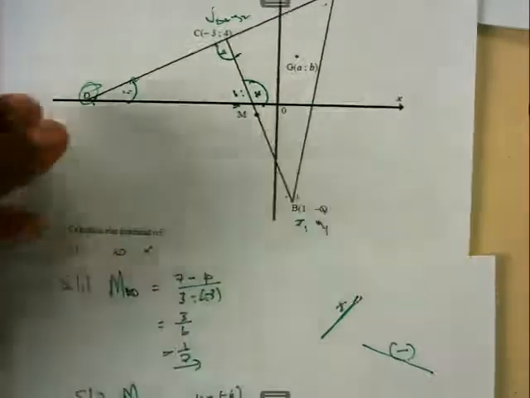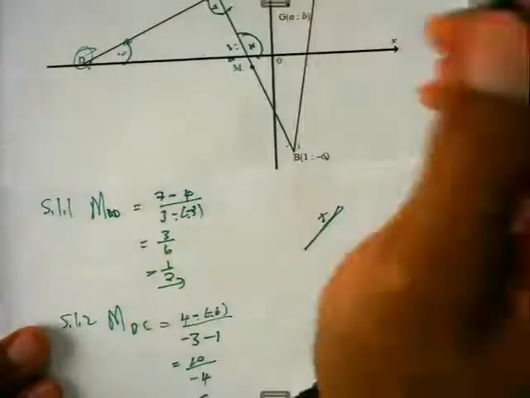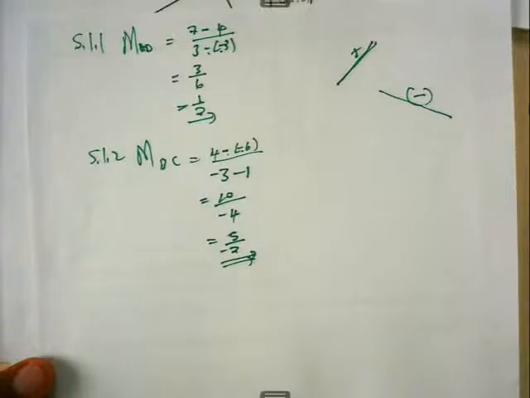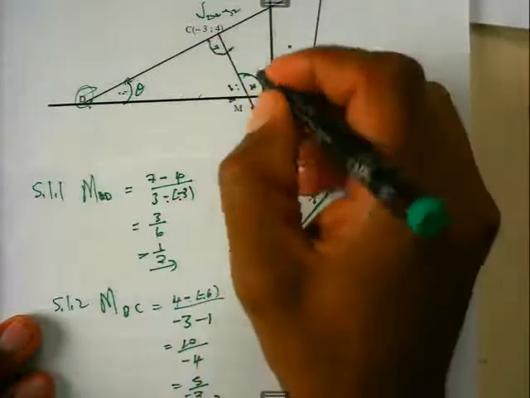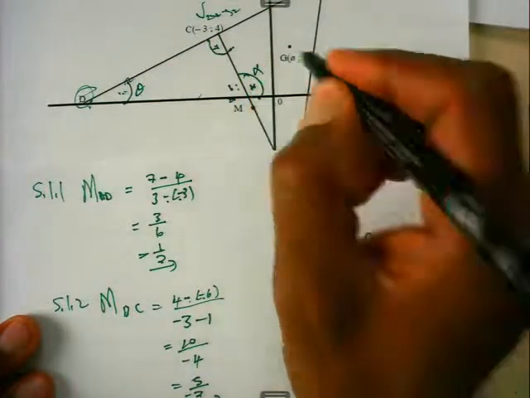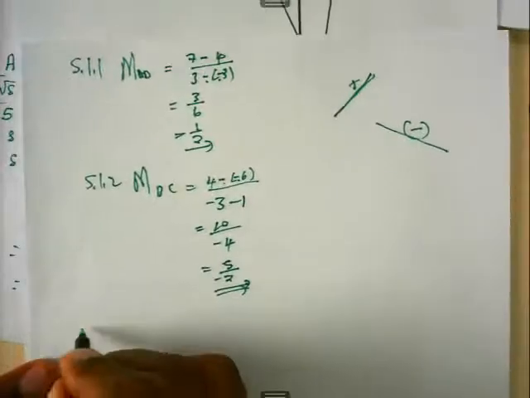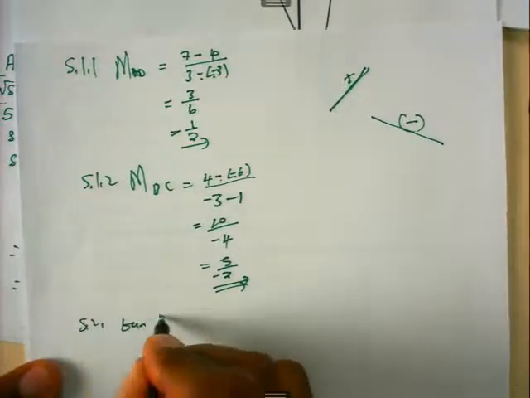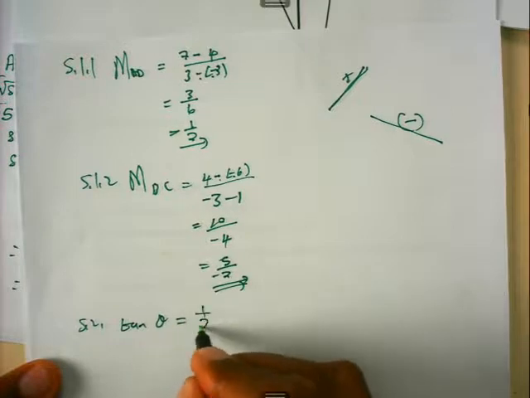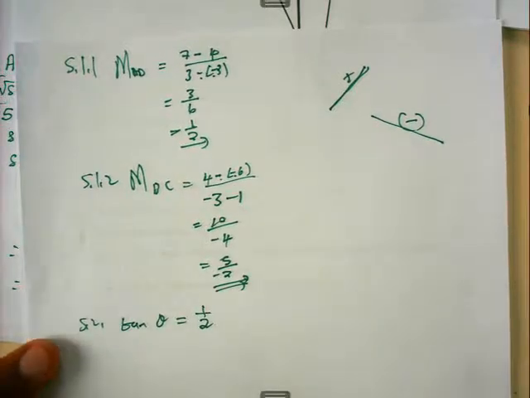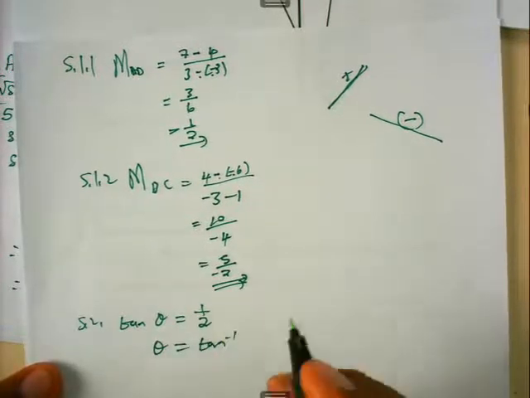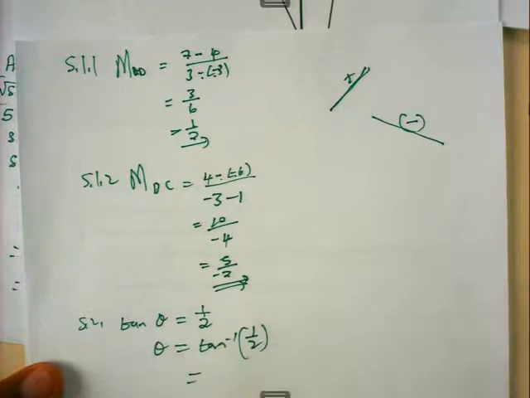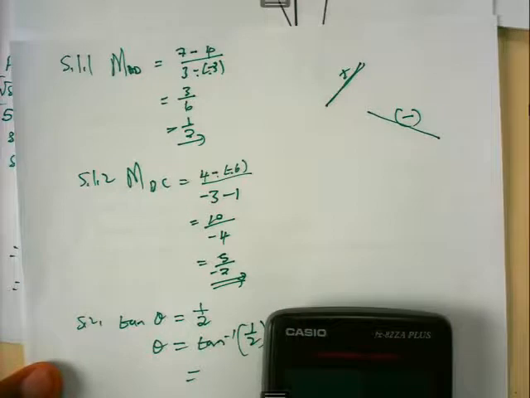Right, now, let us look at this one. Let us find the angle that AD makes with the positive x-axis. I will call it theta here. This one I will call alpha. Now, let me say here we have, that is 5.2, tan theta is equal to 1/2. Then from here, therefore, theta is the inverse tan of a half. And now, what is the inverse tan of half?